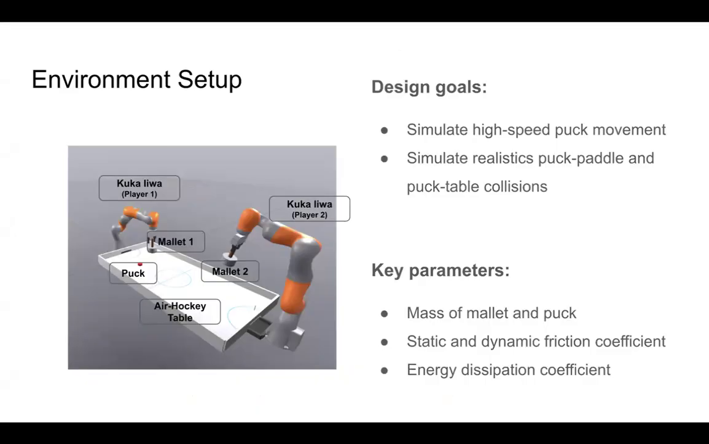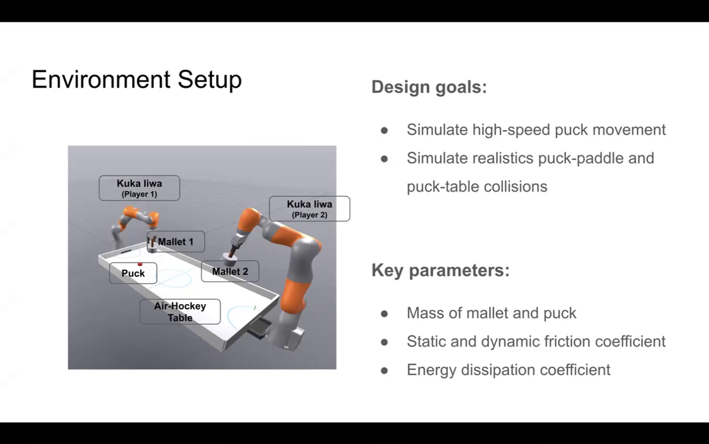Here, we first set up our simulation environment. Our design goal is to first simulate the high-speed puck movement and then simulate realistic puck-paddle and puck-table collisions. In the simulation, we have one air hockey table with two Kuka players, each of them holding a mallet, and there is a puck on the table.